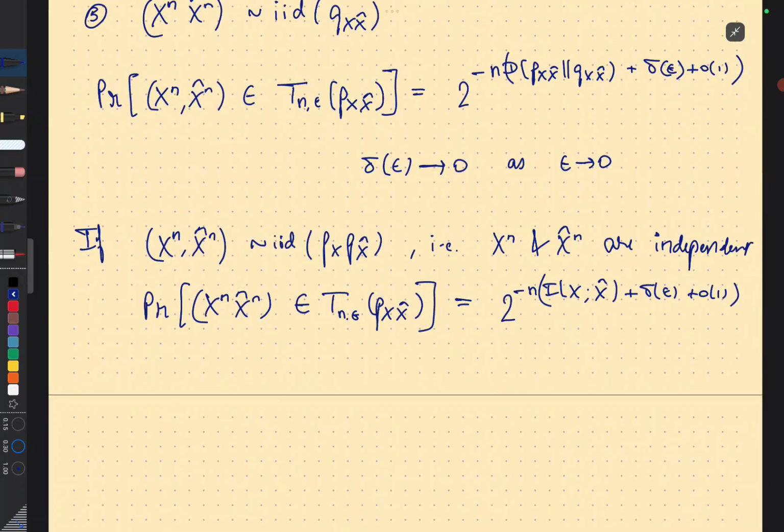I'm sorry? What is Px? So pxx hat is some joint distribution. Doesn't matter what that joint distribution is. We are defining this typical set according to that joint distribution. But now suppose that xn and xn hat are drawn independently of each other, with xn being drawn from the x marginal of pxx hat and xn hat is drawn IID according to the x hat marginal of pxx hat. That's the scenario that we are looking at. Any other questions?